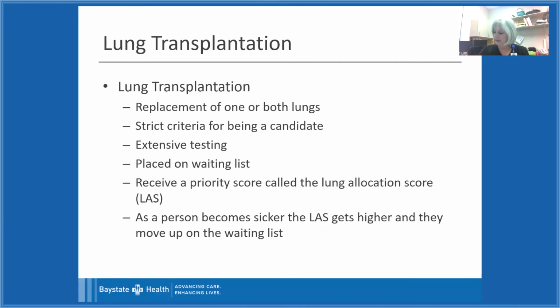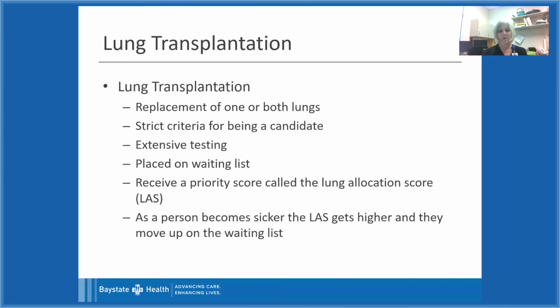Okay, so the other treatment for lung disease is lung transplantation. You can have a lung transplant done, and you can have one or both lungs replaced. And I will tell you, there's very strict criteria for being a candidate for lung transplantation. And there is extensive testing that has to be done for you to be a candidate. Once this testing is done, you're placed on a waiting list. You also receive a priority score called the Lung Allocation Score, or LAS. It makes sense that as a person becomes sicker, that LAS gets higher. And as that score becomes higher, that person will move up on the waiting list for lungs.